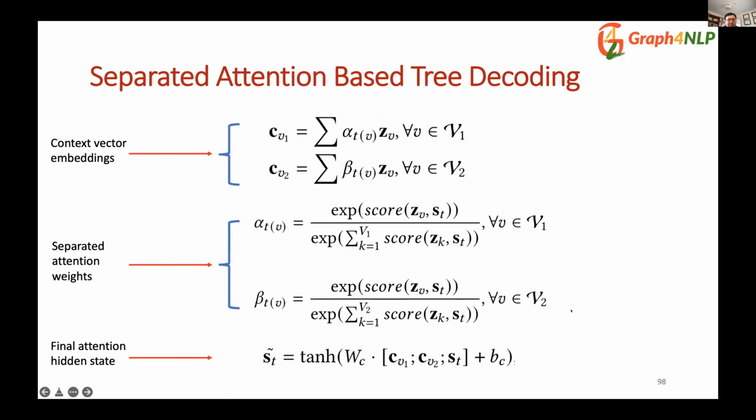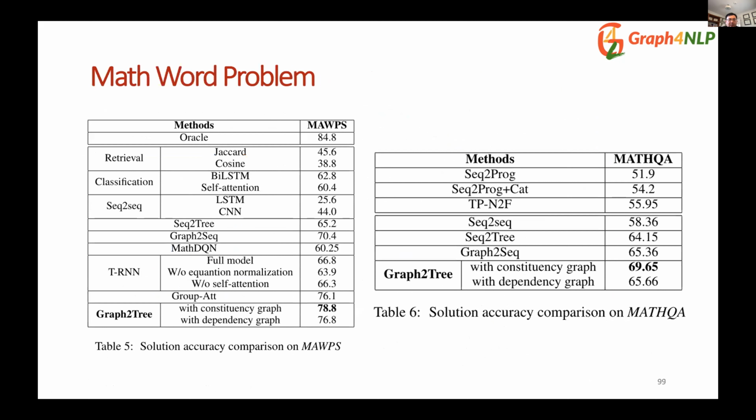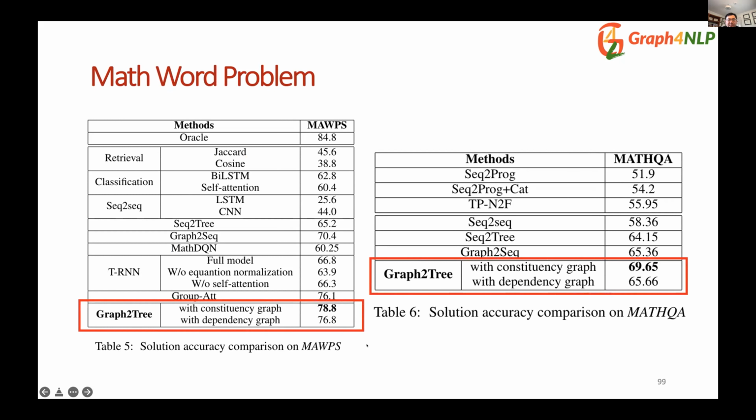So this is the more math part about this separate attention-based tree decoding and how to compute the context vector, how to compute the separate attention weights, and finally to generate the final attention hidden state. So this is the experiment result that we have performed. We can see that compared to all the state-of-the-art methods on the different math word datasets, the graph-to-tree model can significantly outperform the existing methods.